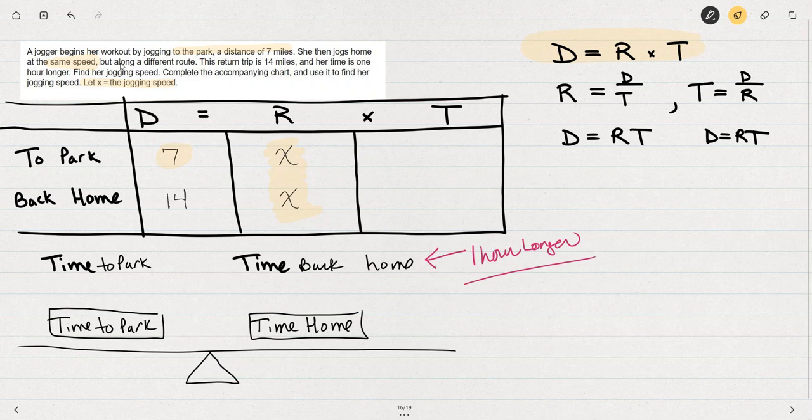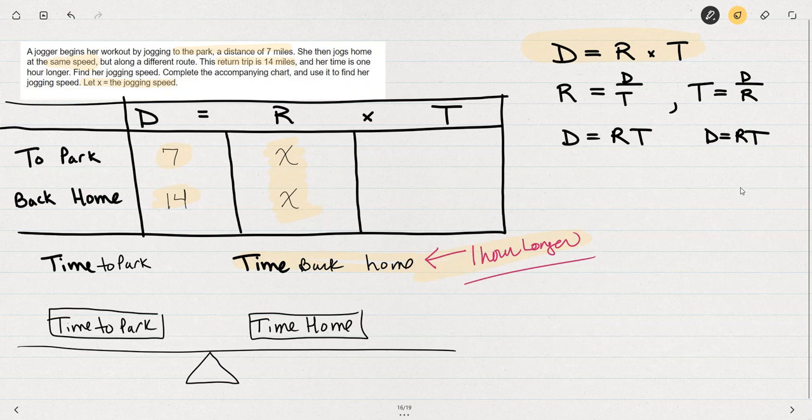And then when she comes back at the same speed, she uses a different route. So the return trip is 14 miles, so the distance of the return trip is 14. Her time is 1 hour longer coming home. So her time home is 1 hour longer. Let's see what we can do with this.